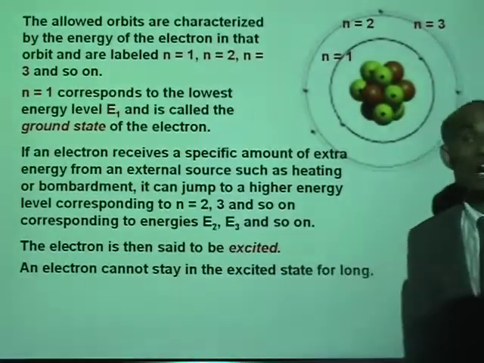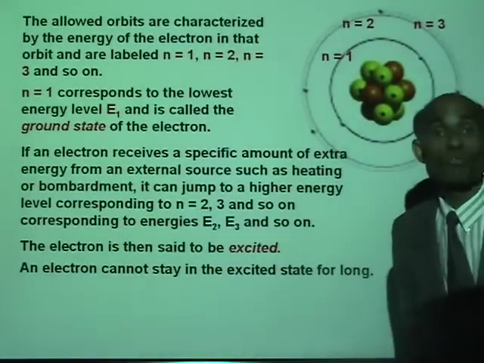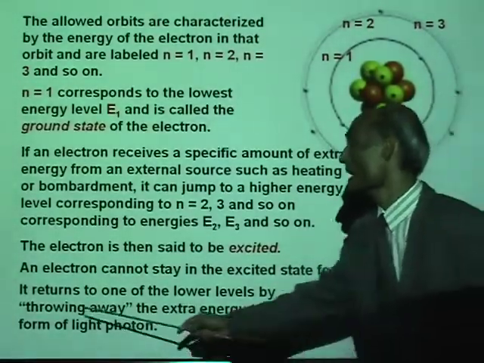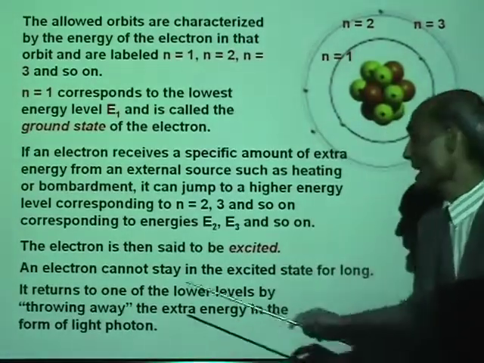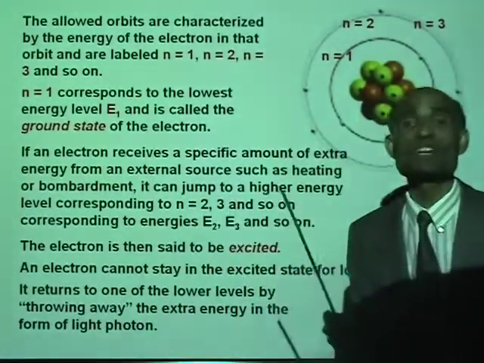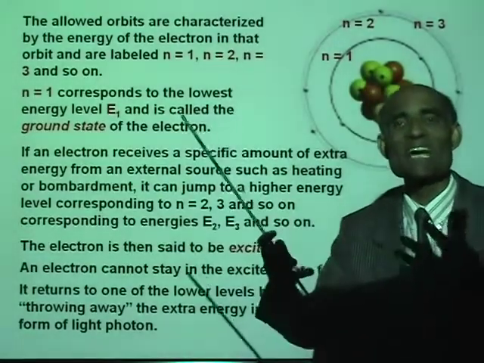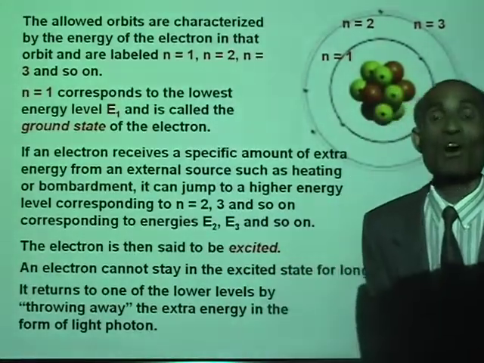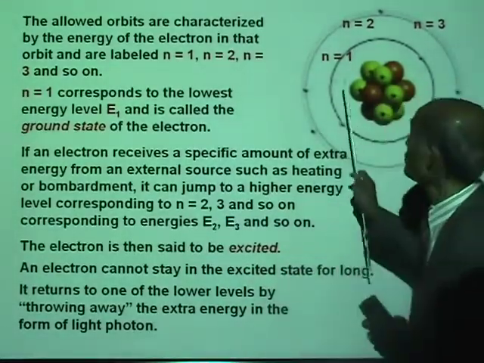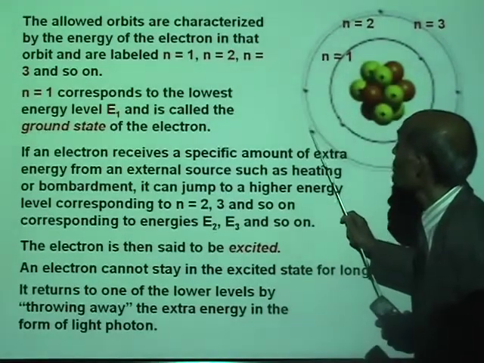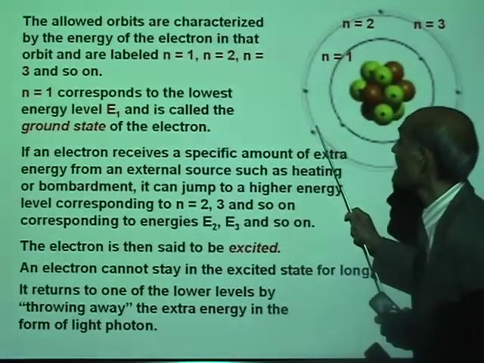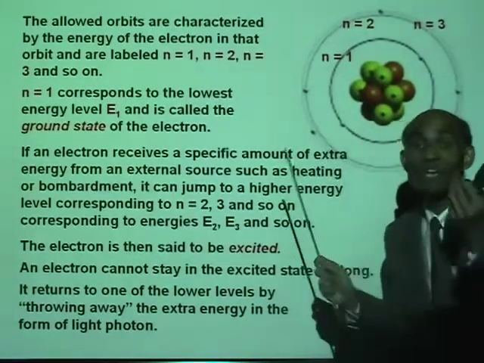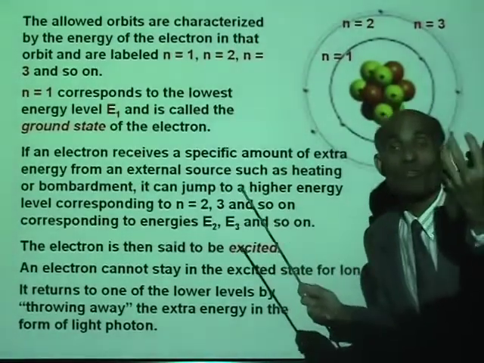An electron cannot stay in the excited state for long. It returns to one of the lower levels by throwing away energy. And this thrown away energy is what we see as light of different colors. Why different colors? Because of the difference in the energy. You see, if an electron from the third orbit goes into the second orbit, it will emit that energy difference. That will be a very small energy, a red photon, for example.